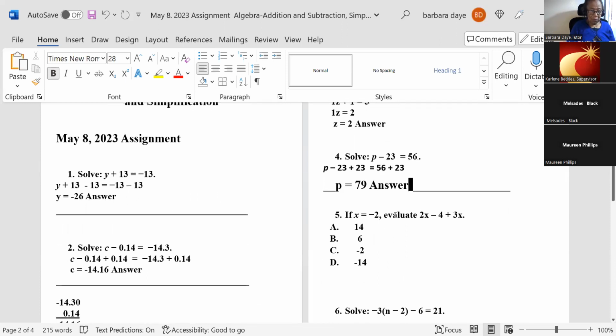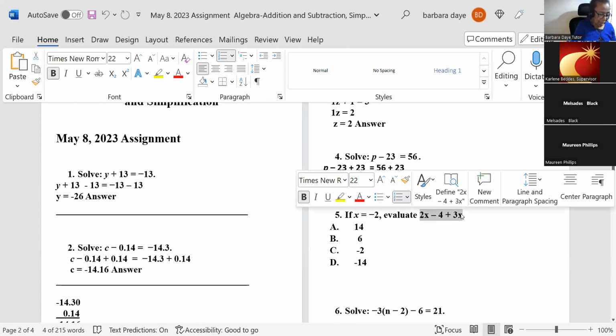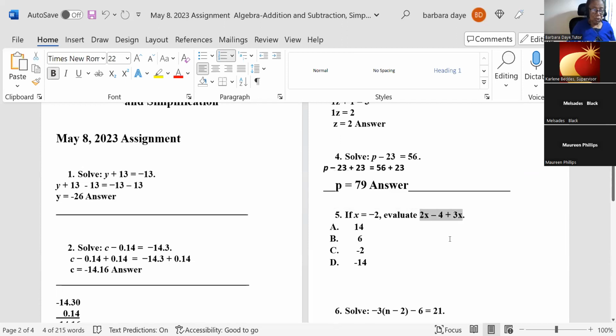How would you do number 5? Evaluate 2x minus 4 plus 3x, and you're doing a substitution for the x. And this is an algebraic expression. It's not an equation. So, Maureen, what would this look like once you substitute? Tell me what to write.